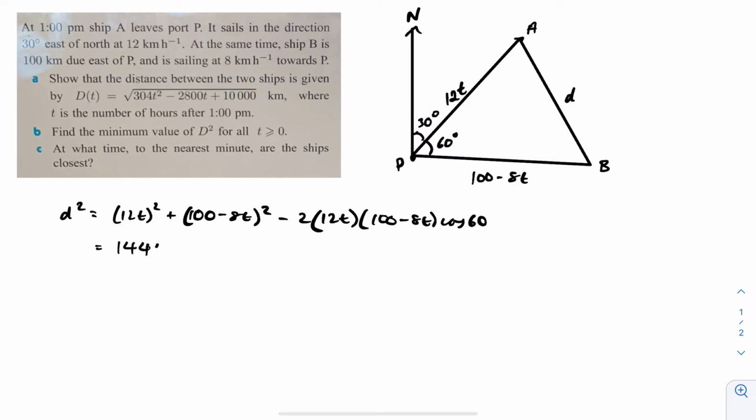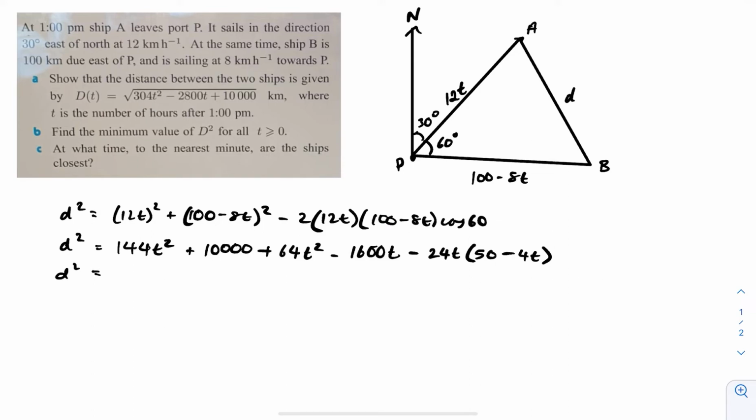equal to 144t squared plus 10,000 plus 64t squared minus 8 times 100 is 800 times 2 is minus 1,600t, minus, and then 12t times 2 is 24t, and then cosine of 60 is half. Half of 100 minus 8t is 50 minus 4t. So this is what we have to simplify down. So d squared is equal to this.